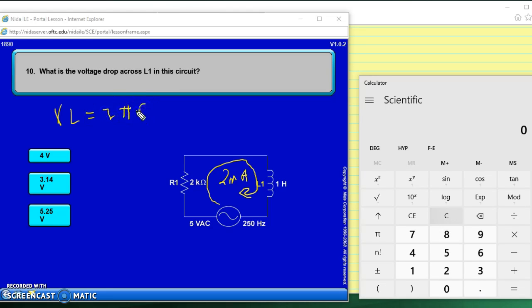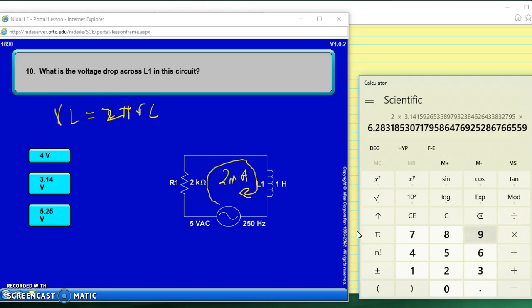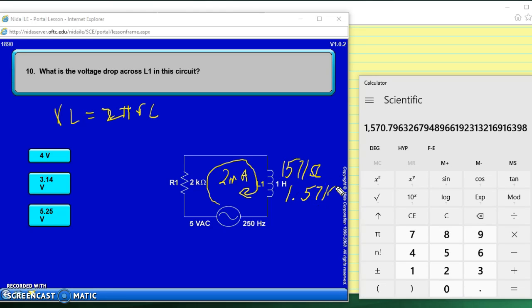And I know we did this before, but I have forgotten what it was. So we're going to have to do the math here on that coil. So it's 2 times pi times 250 times 1. So the X of L of this guy was 1,571 ohms. So that's right there. 1,571 ohms, or 1.57 K ohms. Should be coming back to you now.